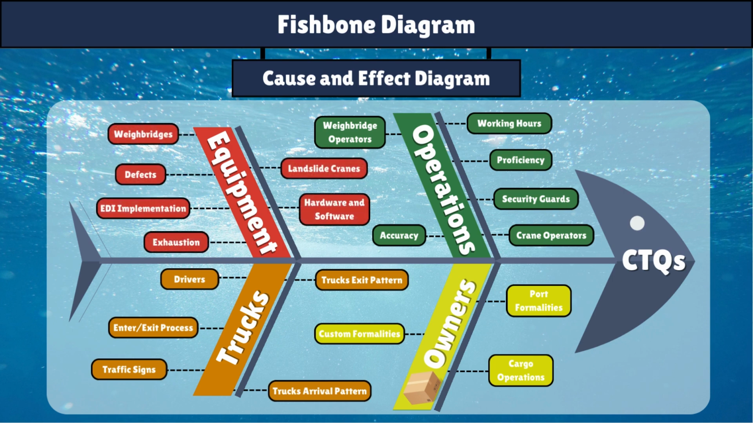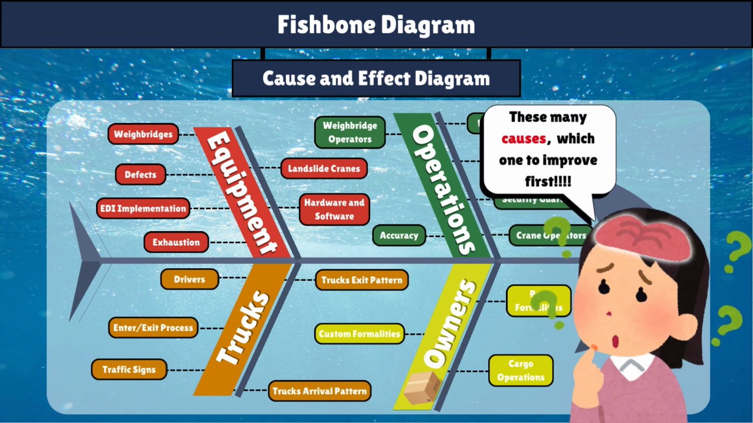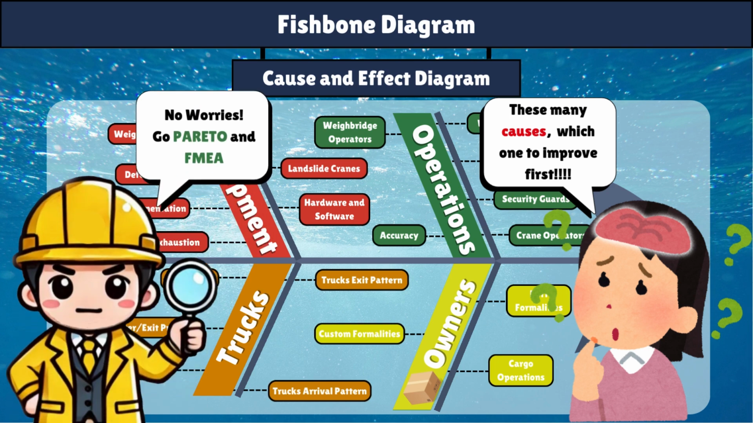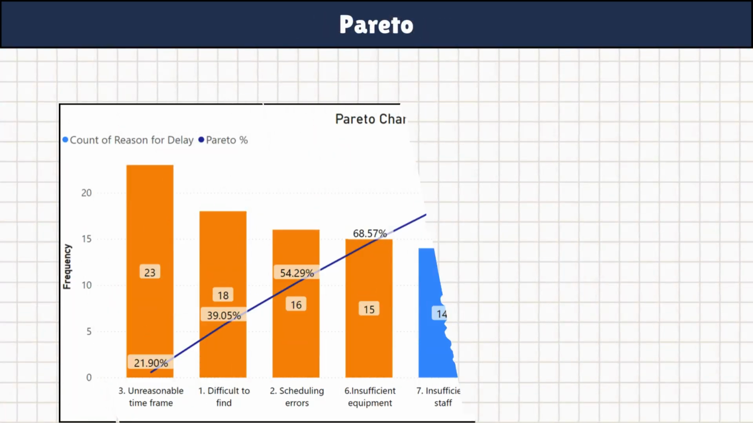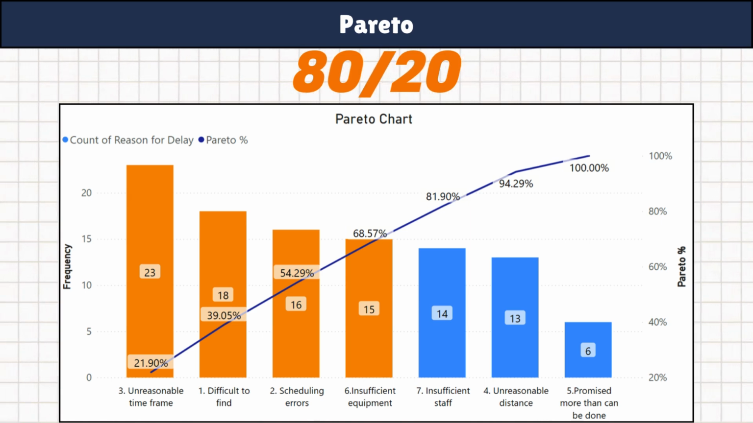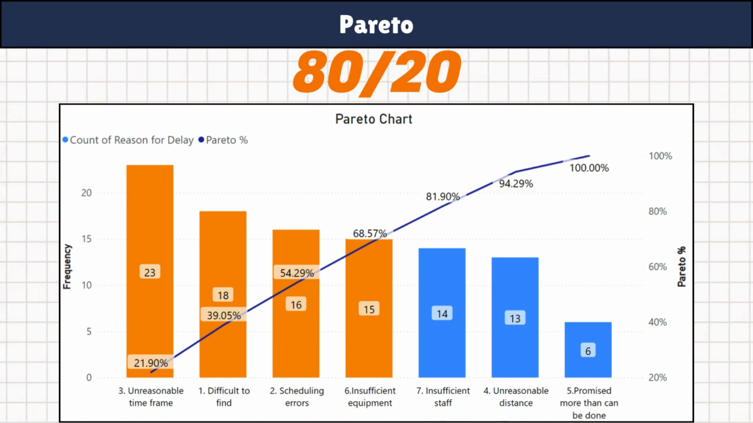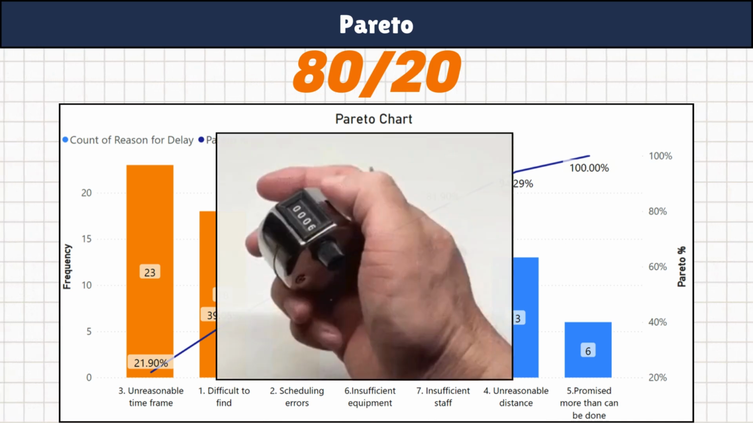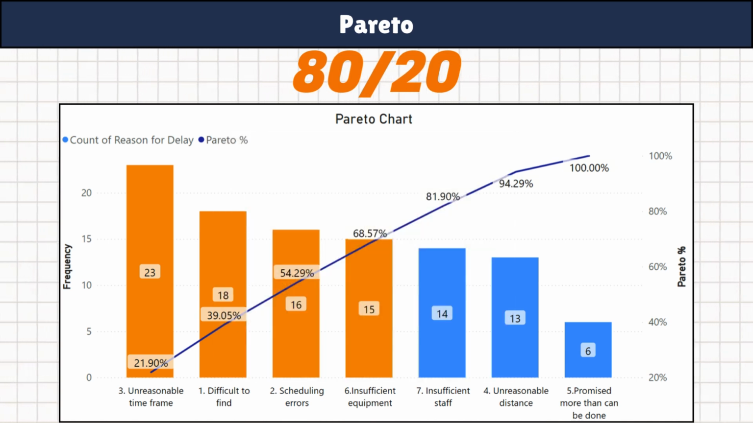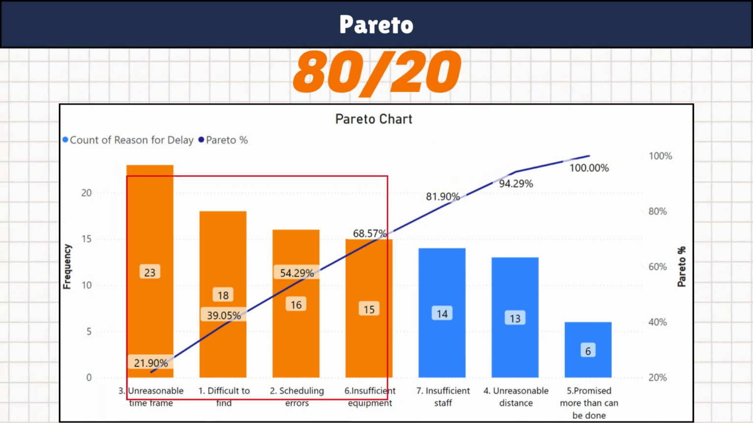Now that we have identified possible causes, you might wonder how to determine which ones to focus on first. Well, for this, we have two important prioritization tools: Pareto Analysis and FMEA. The Pareto chart follows the 80-20 rule, which means 80% of problems are caused by just 20% of key factors. This bifurcation is based on frequency of occurrence of the events, and thus, by analyzing causal frequencies, we can focus on the most significant ones.